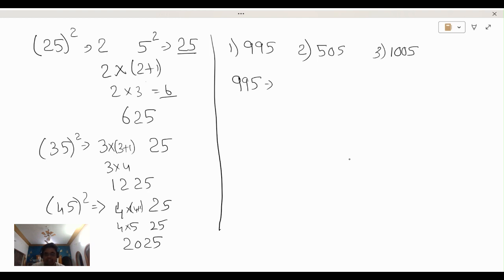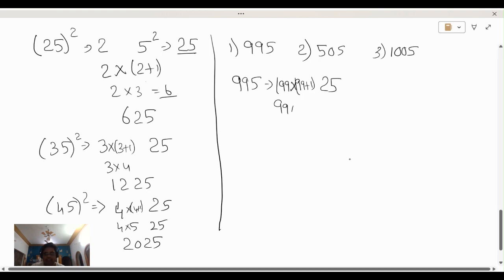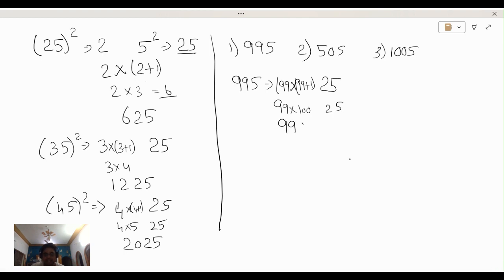995 square, right? So the ending digit is 25, and then you have 99 into 99 plus 1. So that will be 99 into 100, and the ending digit is 25. So you have 9925. So this is the answer. Clear? This is the square of this number.